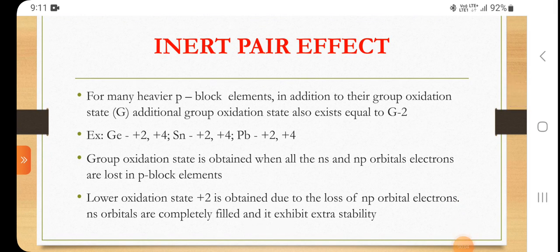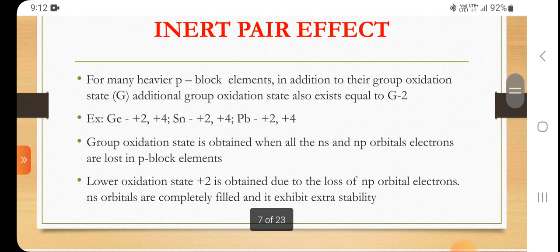Now we are going to know about the inert pair effect. For many heavier p block elements, in addition to their group oxidation state, an additional oxidation state also exists, which is equal to G minus 2. For example, germanium, tin and lead have plus 2 and plus 4 oxidation states. Group oxidation state is obtained when all the ns and np orbital electrons are lost in p block elements.